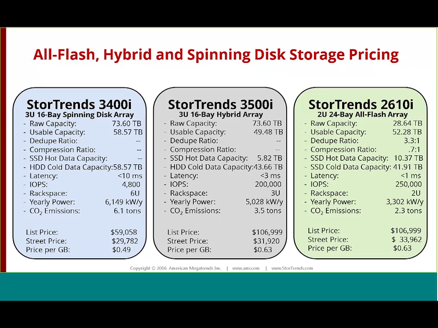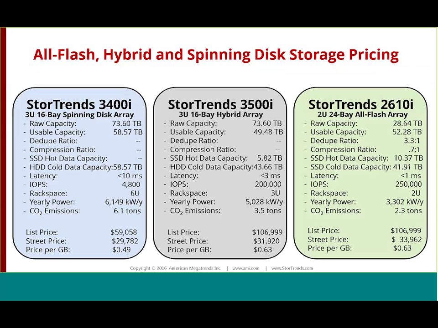Now let's take a look at the green box. This is a 2610. This is a 2U 24-bay all-flash array. We start off with 28.64 terabytes. The usable capacity is 52.28. Now, how does my usable capacity increase? It's because of the deduplication and the compression.